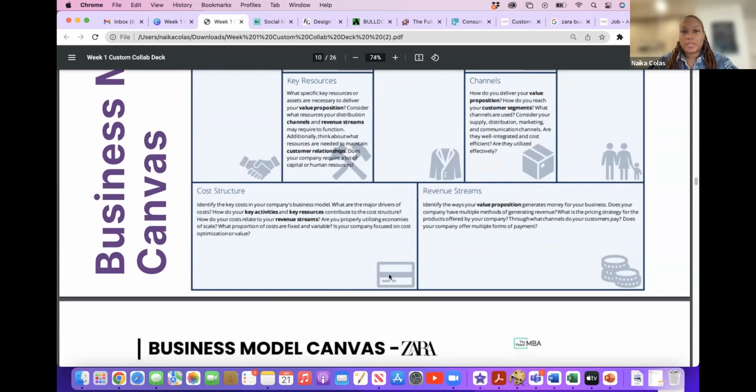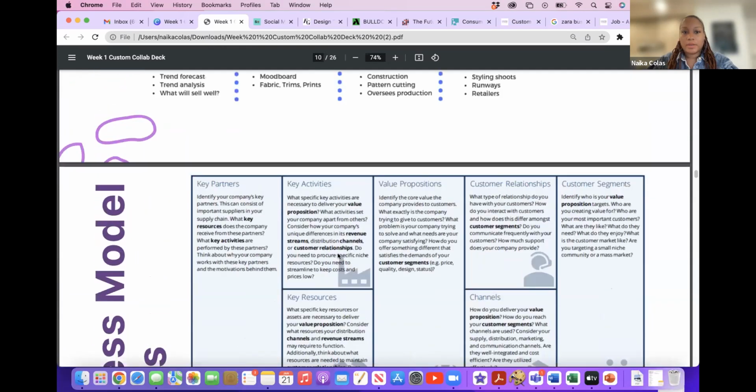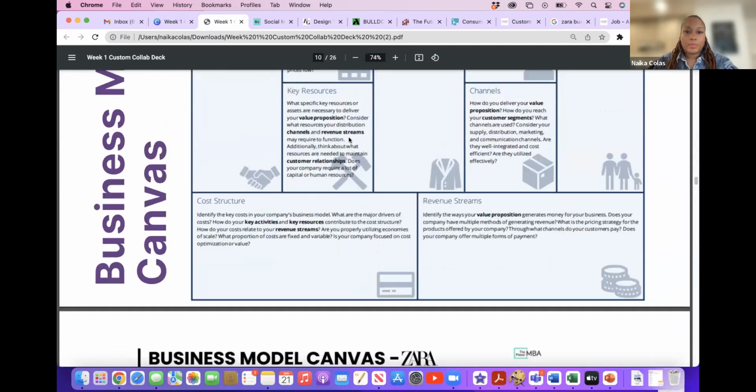So your key activities, that's right here. How does this contribute to your cost structure? And then when you think of your resources, and that's different revenue streams, how does your cost relate to your revenue streams? So you're thinking of all of this. And lastly, your revenue streams. You're identifying the ways that your value proposition generates money from your business.